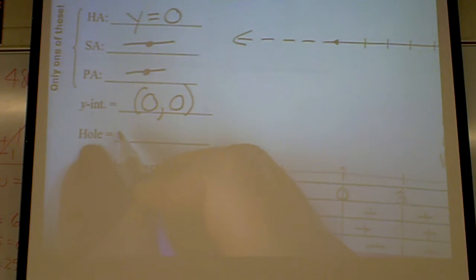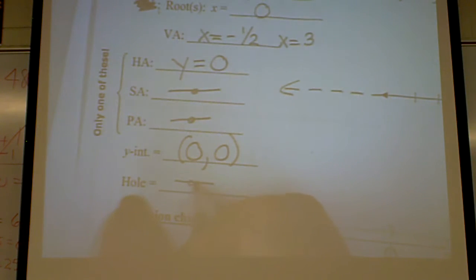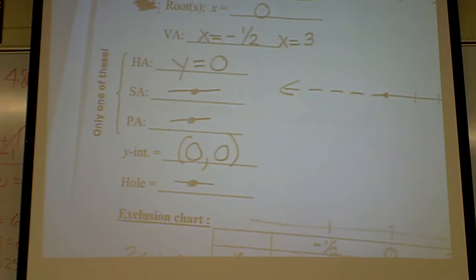Now, is there a hole? You will only have a hole if you cross out a factor and you lose an x, like a vertical one. There is no hole, so address it: nothing, there is none.